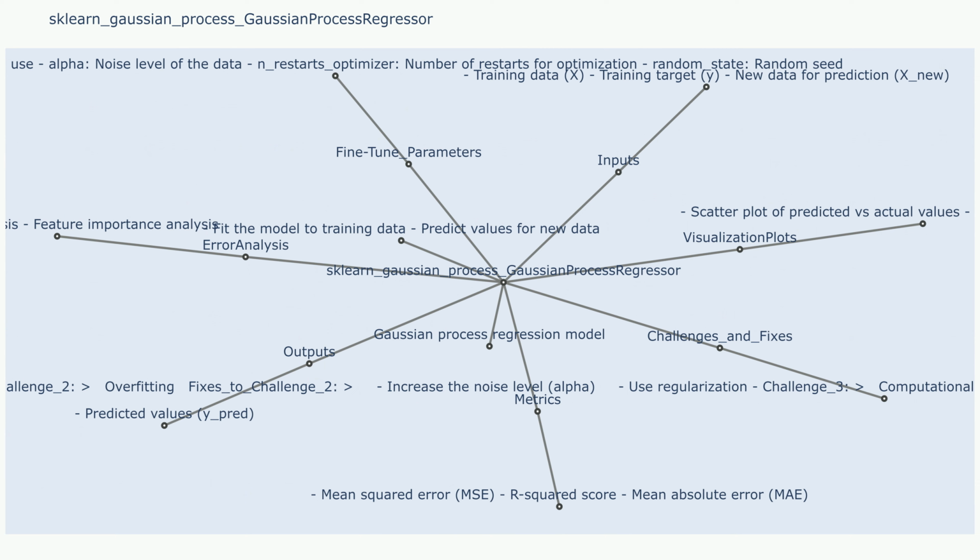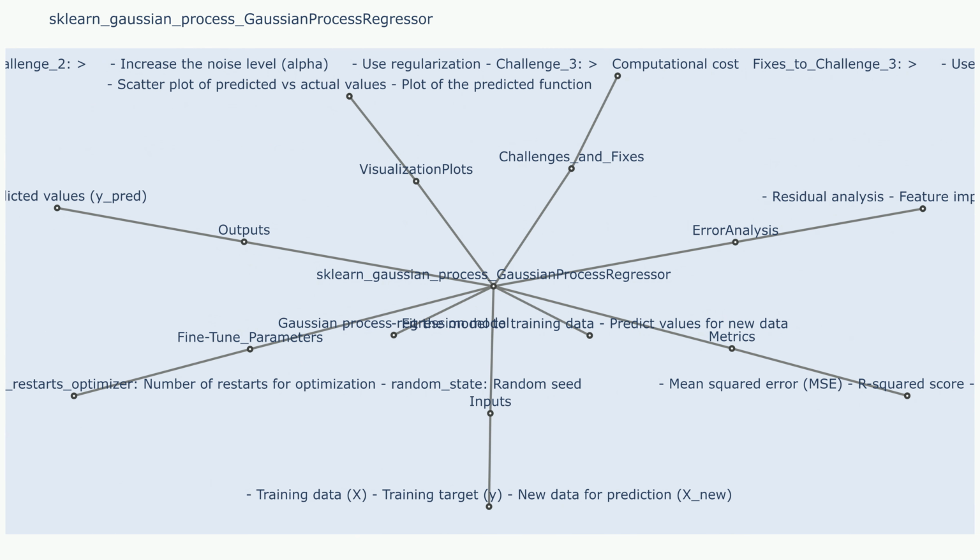Gaussian process models can be computationally expensive, especially for large datasets. Sample use case that resulted in challenge 3. Training a Gaussian process model with a complex kernel on a large dataset can take significant time. Fixes to challenge 3. Sparse Gaussian processes.